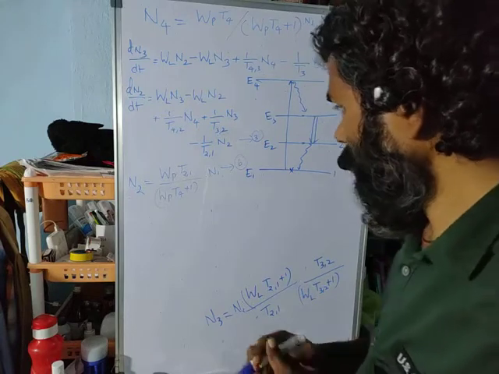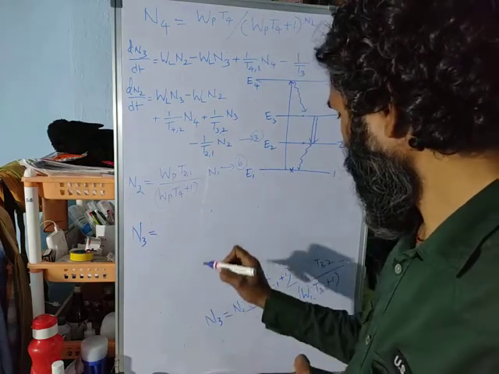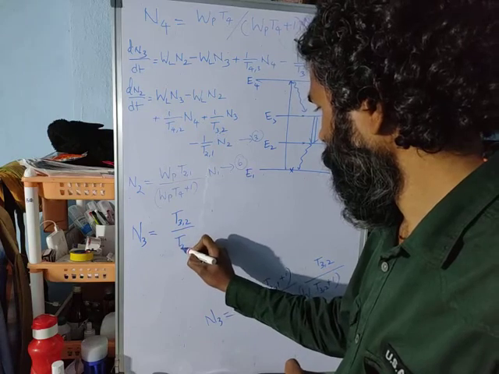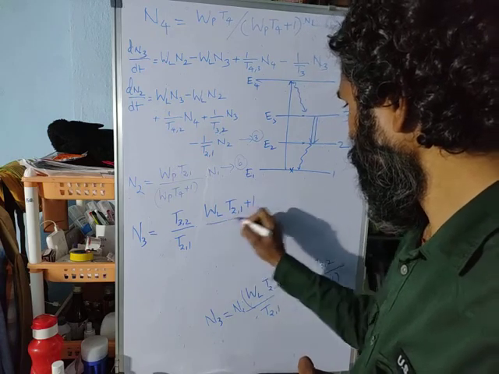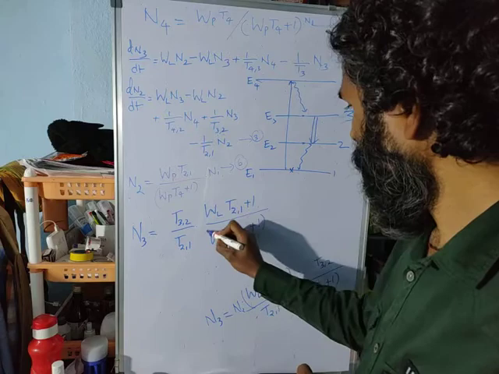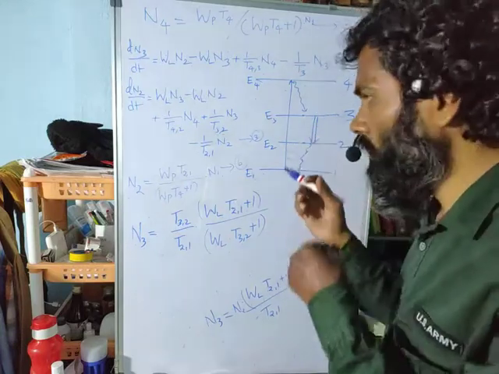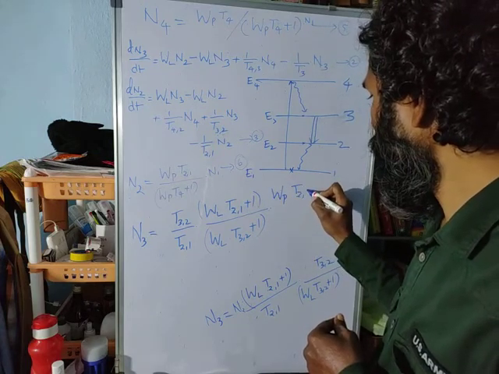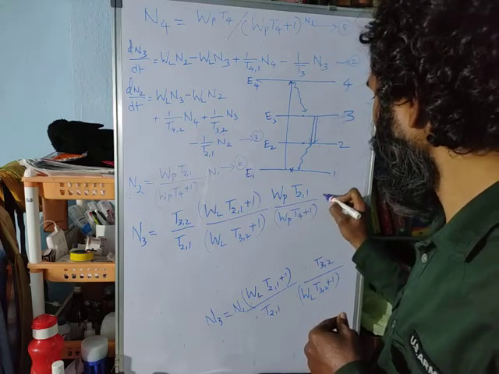So this N3 now can be written as WL. Of course we can write this T32 by T21 first, and WL T21 plus 1 divided by WL T32 plus 1 first, and in the place of N2 I am going to substitute the value of it from equation number 6. So this is WP T21 here, and divided by this is WP T4 plus 1 into N1.